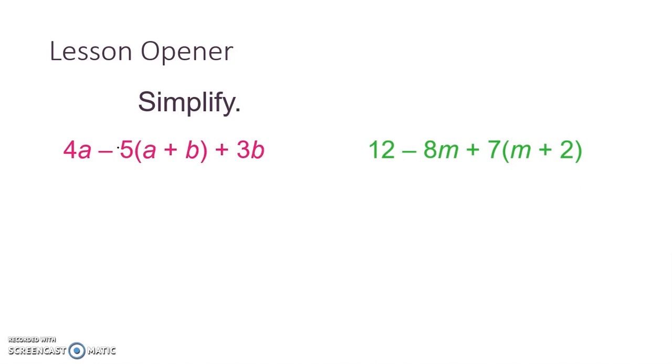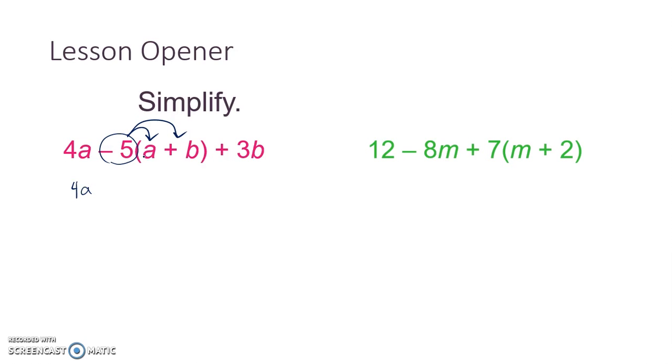Let's give these a try then. A couple more. Go ahead, try these on your own, then you can pause it, check your answers. So we have 4a minus 5 times the quantity of a plus b plus 3b. Before we can combine any like terms, we need to get rid of our parentheses, so we're distributing. If it helps you out, feel free to circle and draw your arrows. Remember, you're solving it. Just make sure you're showing your work.